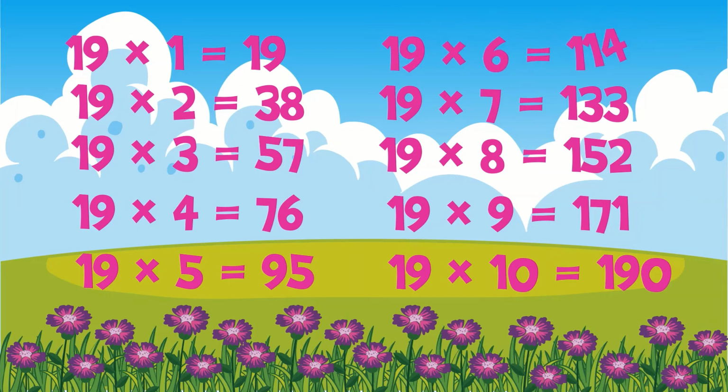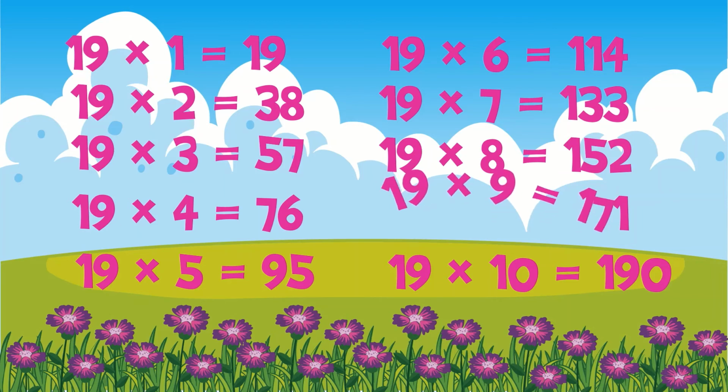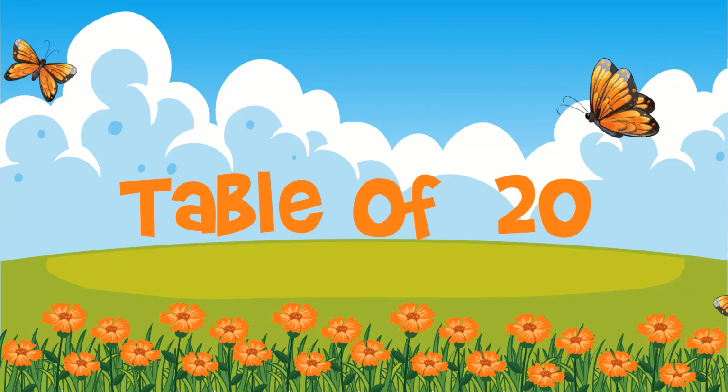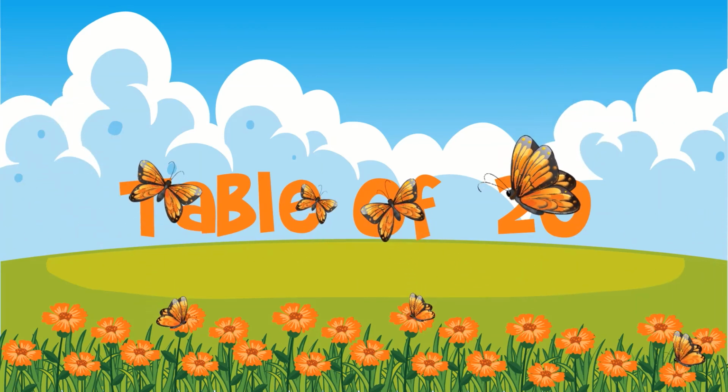19 sevens are 133. 19 eights are 152. 19 nines are 171. 19 tens are 190. Now kids, learn table of 20.